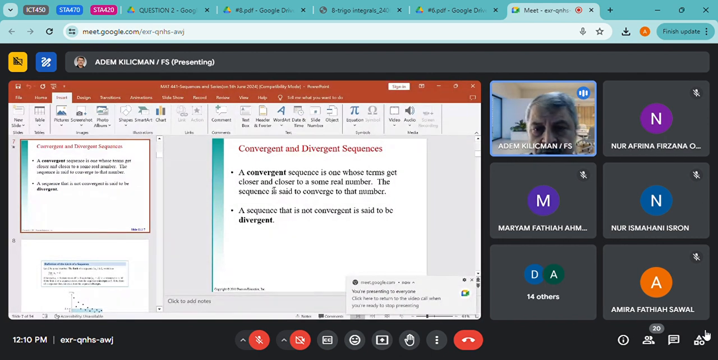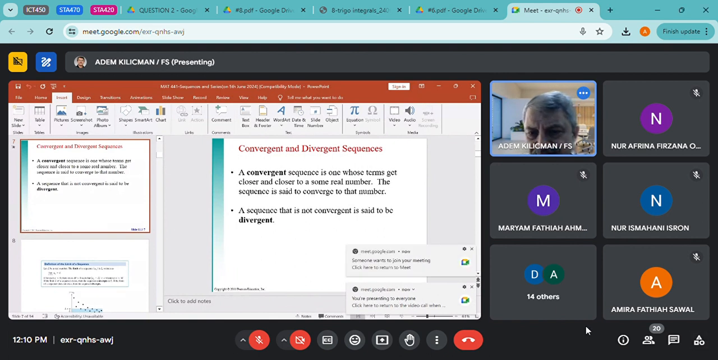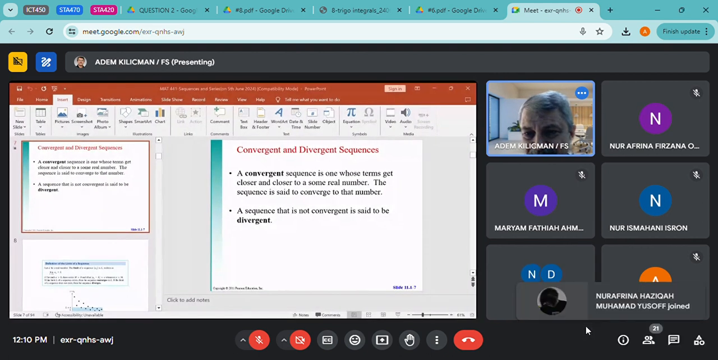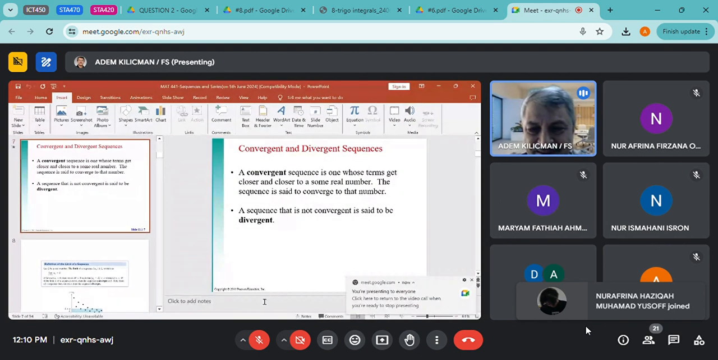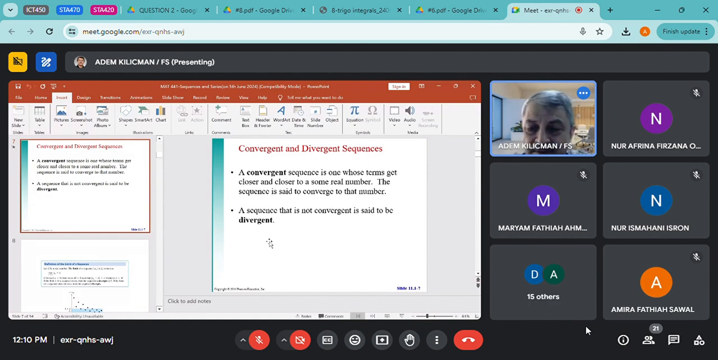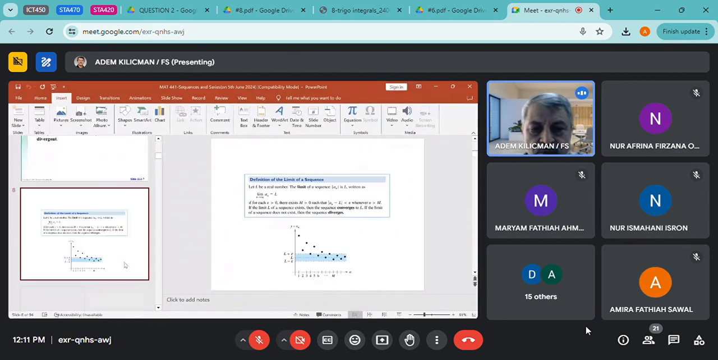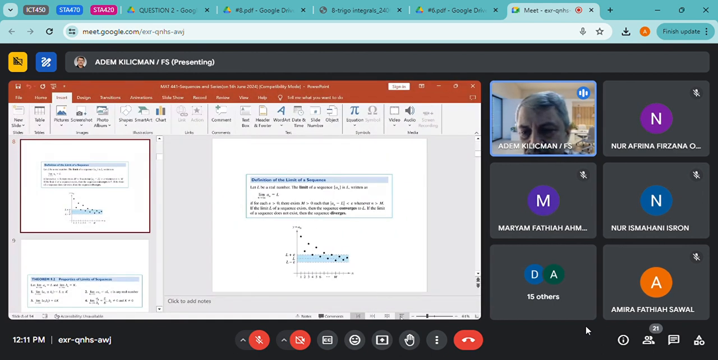Okay, we say convergent if the terms of the sequence get closer and closer to some number when we proceed with n large enough. That is the important word, large enough. So we formalize those things in the following way.